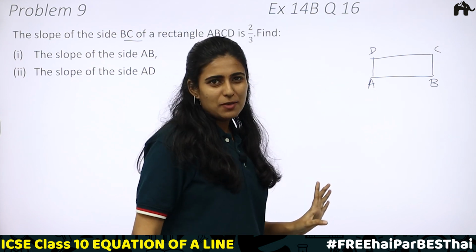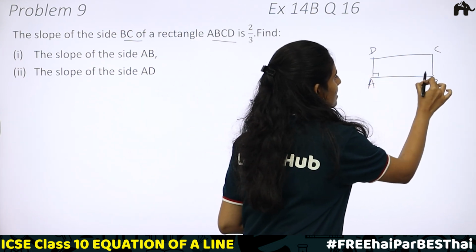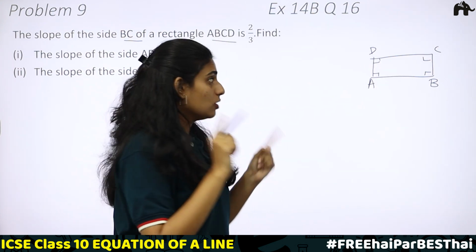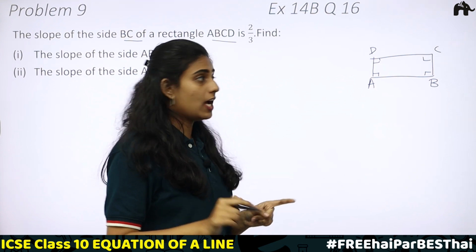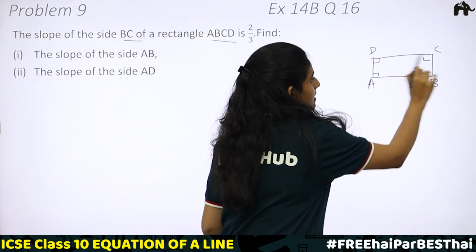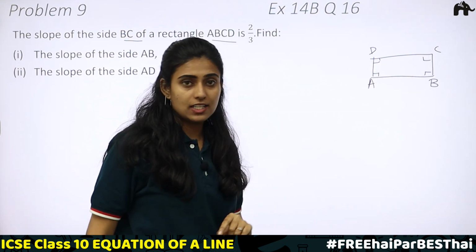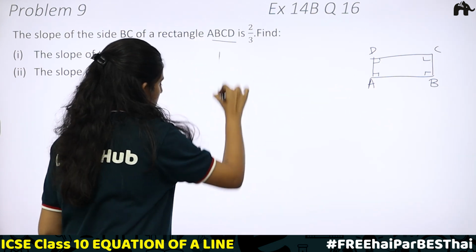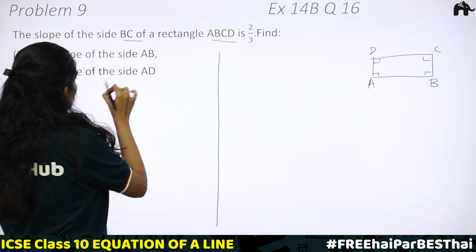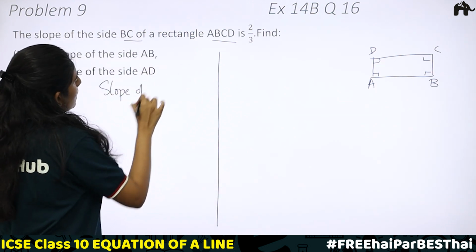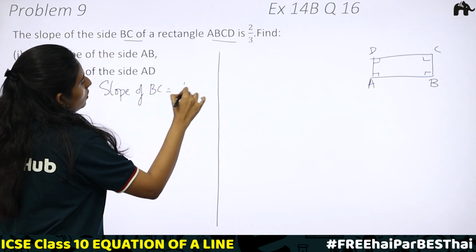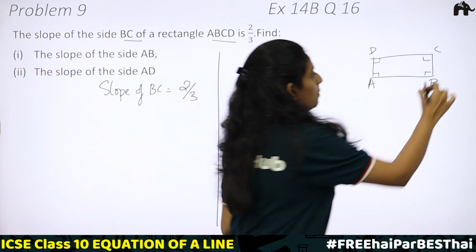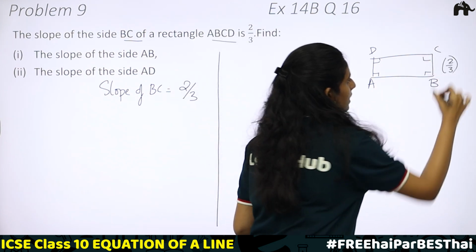Now, when does it become a rectangle? All the angles become equal to 90 degrees. If the quadrilateral is a parallelogram, and for this parallelogram all the angles become equal to 90 degrees, we call it a rectangle. Okay. Now, here it is given that the slope of BC is equal to 2 divided by 3. Here we have BC and the slope of this BC is given, which is 2 by 3.